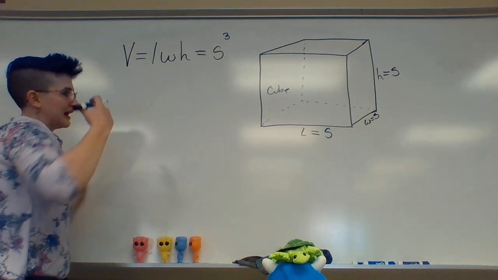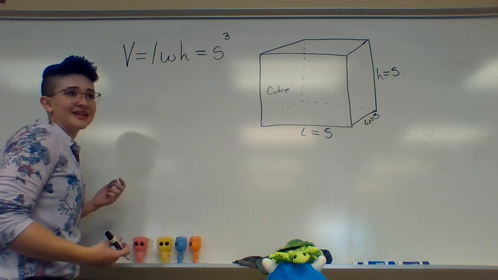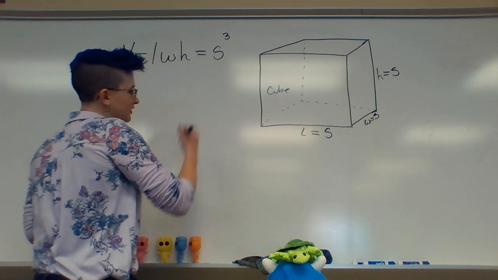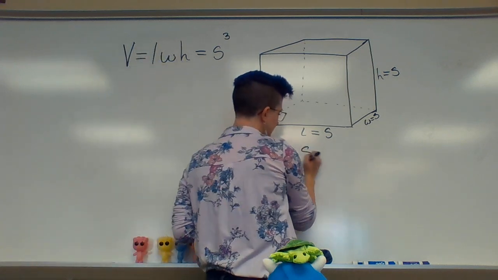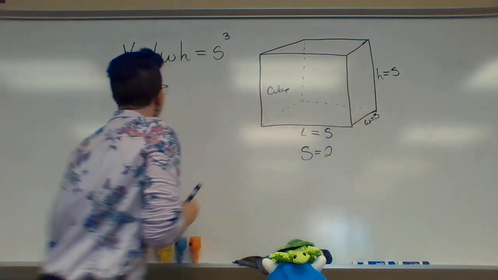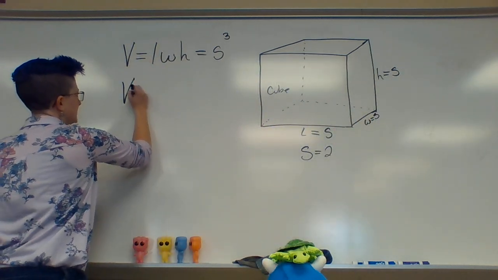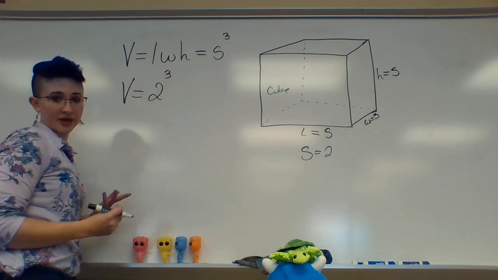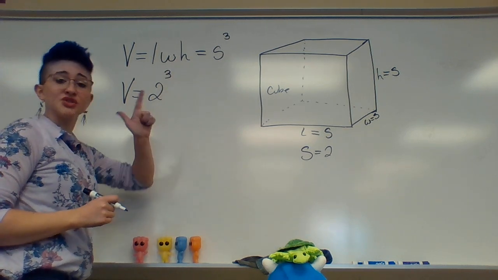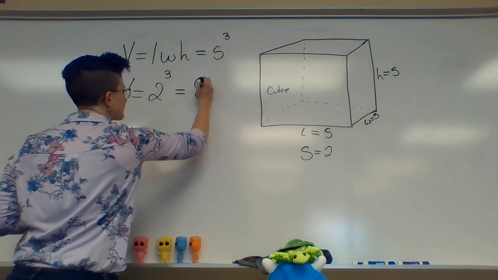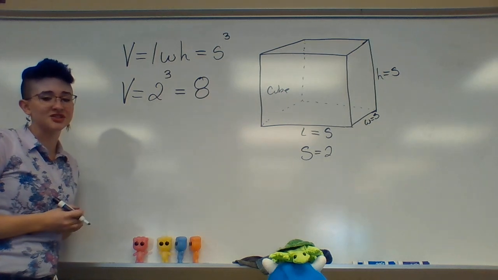So I'm making this up out of my head. Let's say the side length is 2. All right, so we're going to say that s equals 2, which means length is 2, width is 2, height is 2. So my volume is now 2 cubed, because my s equals 2. Okay? And so we have 2 times 2, which is 4, times 2 is 8. Which means that the volume of this cube is 8.